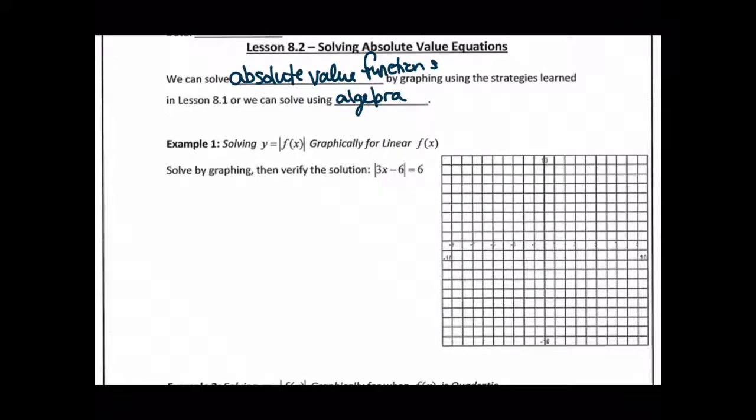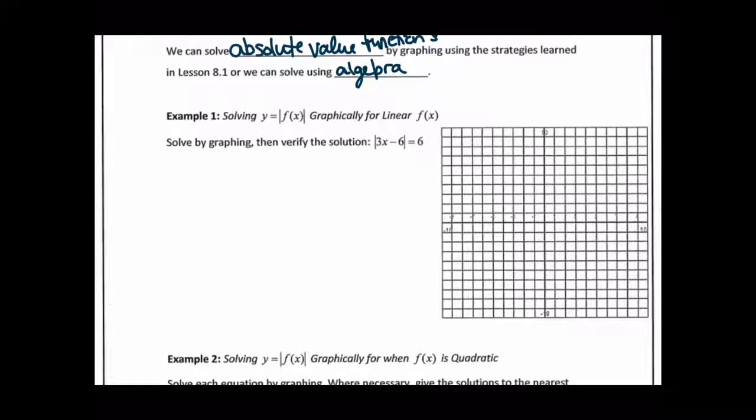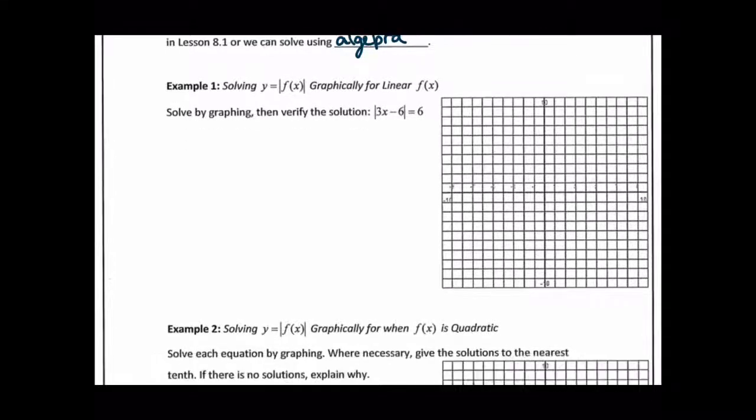The first example, we'll solve by graphing, and then we'll verify the solution. So we've got the absolute value of 3x minus 6 is equal to 6. Just like in 8.1, we would graph the original equation, y equals 3x minus 6. You can see that this is in y equals mx plus b form. So negative 6 is our y-intercept, and then 3 is our slope, which is the same as 3 over 1.